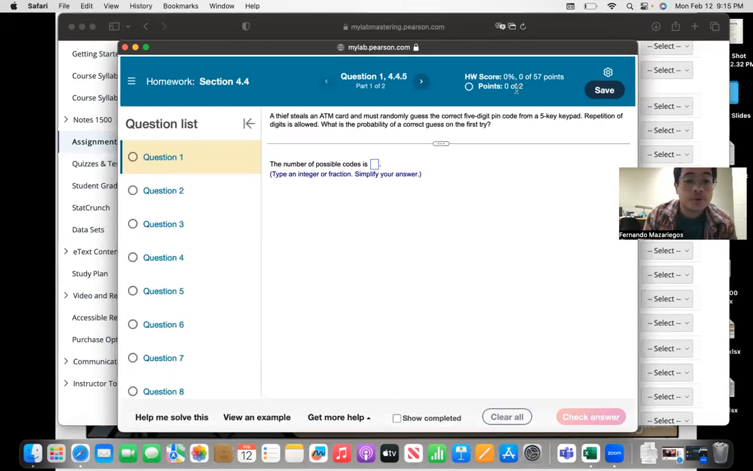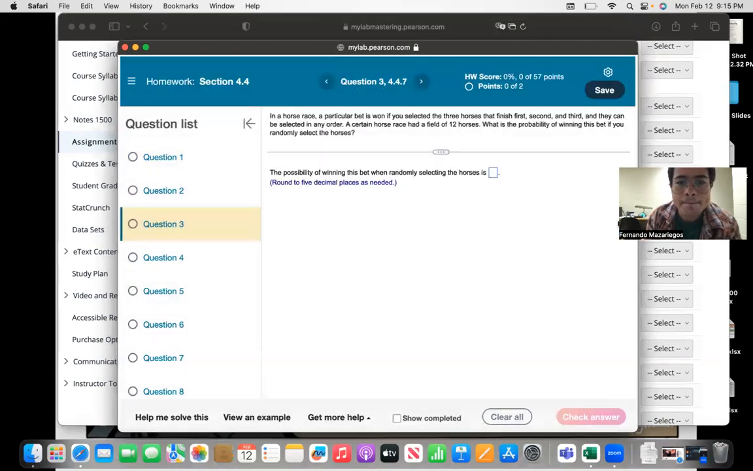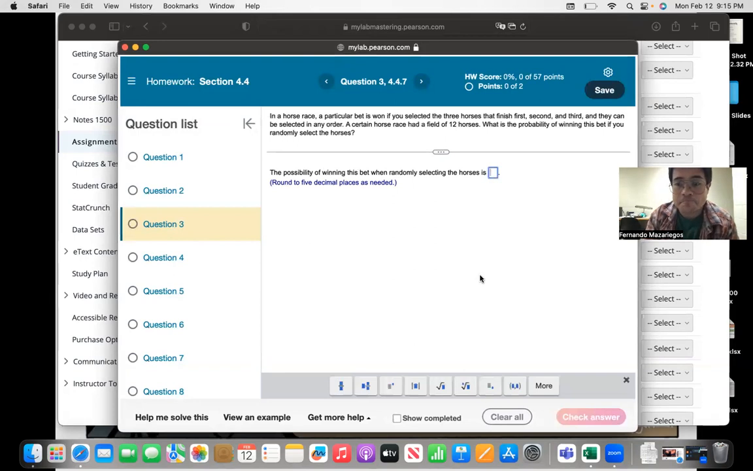So let's start with question 3. In a horse race, a particular bet is won if you selected the 3 horses that finish first, second, and third, and they can be selected in any order. A certain horse race had a field of 12 horses. What is the probability of winning this bet if you randomly select the horses?